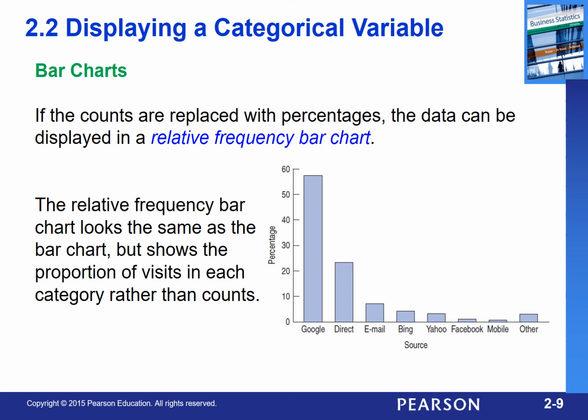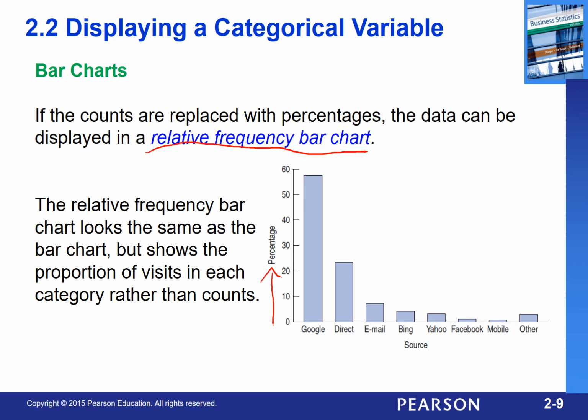Anyway, so this is the same chart. Notice it shows you the same kind of behaviors. Oh, clearly Google is the largest, with Direct being about half of that. But notice that this uses percentage, because this is a relative frequency bar chart rather than just a frequency bar chart. So in comparison to the total, this tells you what percentage of the market advertisements came from Google.